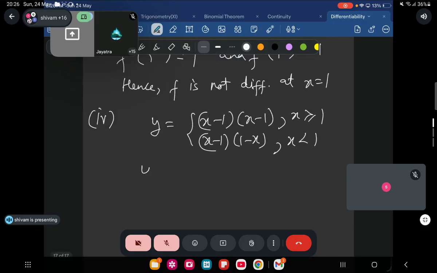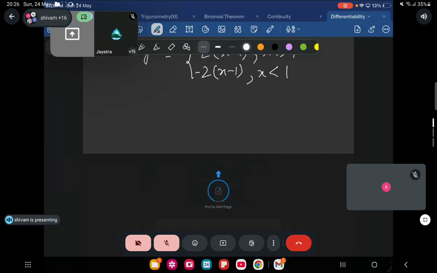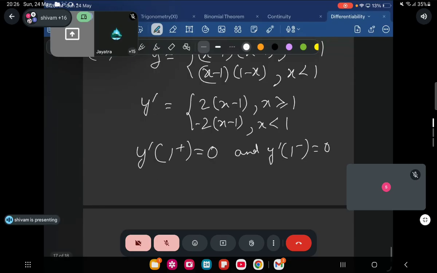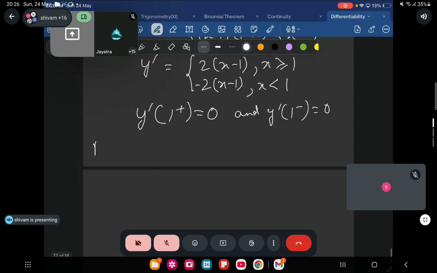Okay. So what is y dash? Y dash will be equal to 2 into x minus 1 when x is greater than or equal to 1, and minus 2 into x minus 1 when x is less than 1. So y dash at 1 plus will give us 0 and y dash at 1 minus will be equal to 0. So see, it becomes differentiable. So note it down.